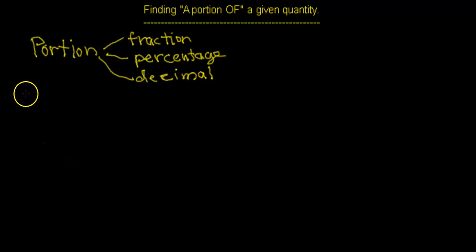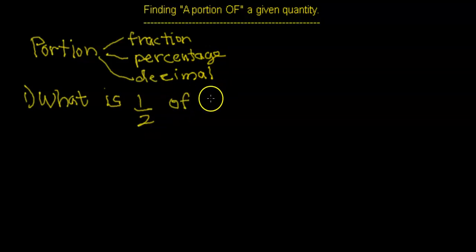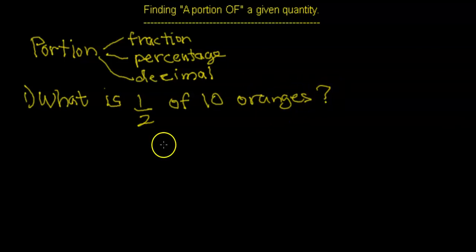For example, if I say what is half of 10, let's say 10 oranges, it can be anything, it can be money. From here, many of us know half of 10 is going to be 5.